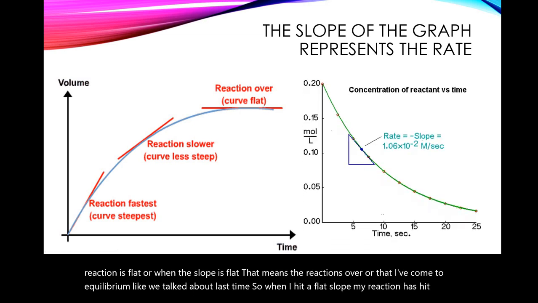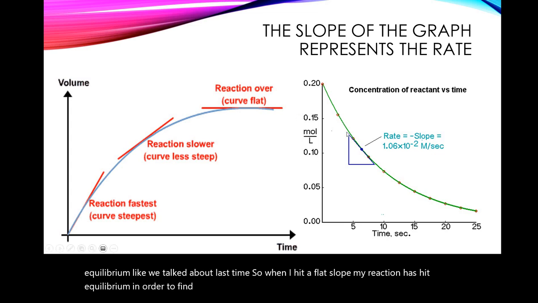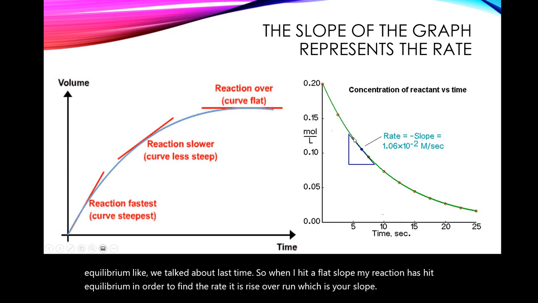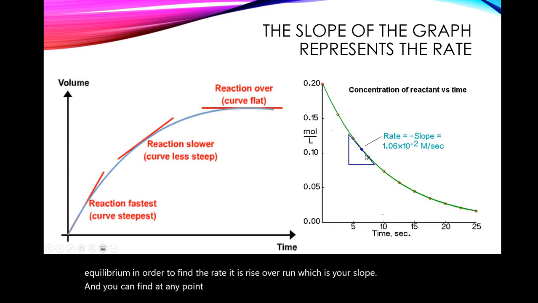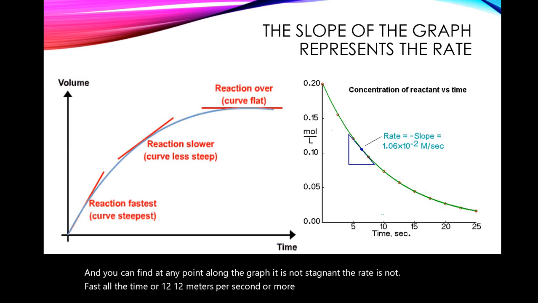In order to find the rate, it is rise over run, which is your slope. And you can find it at any point along the graph. It is not stagnant. The rate is not fast all the time, or 12 meters per second or molar per second. It's not that all the time. It's continually changing. Okay.